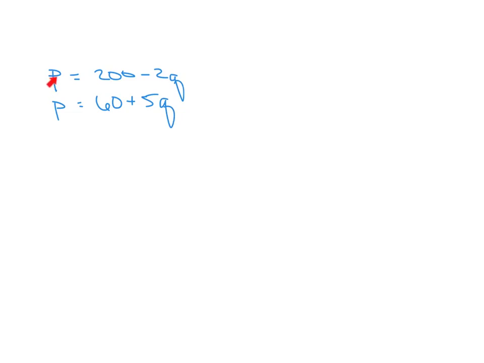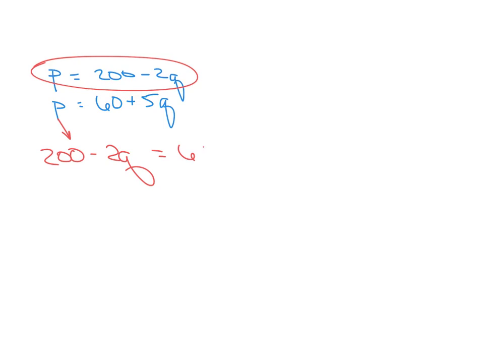So if P equals 200 minus 2Q, and we have a P here, we can substitute this for P because this is equal to P. So we can rewrite this as 200 minus 2Q, because that equals P, so we're just replacing P with that, equals 60 plus 5Q. You do the algebra, you find out that Q equals 20.